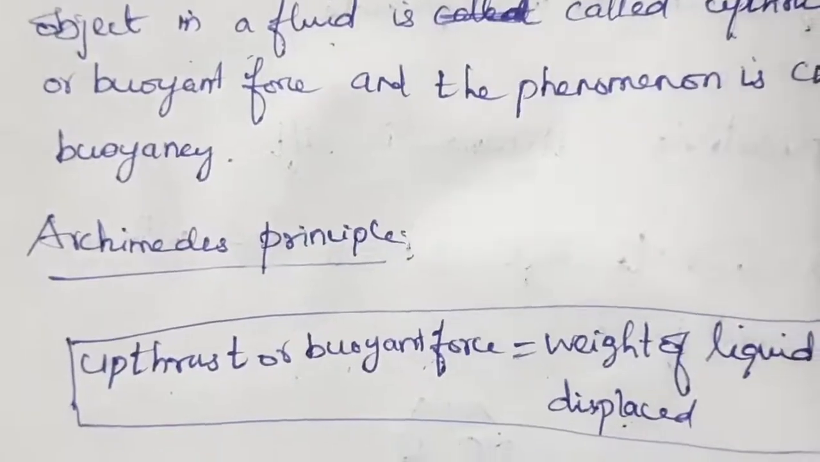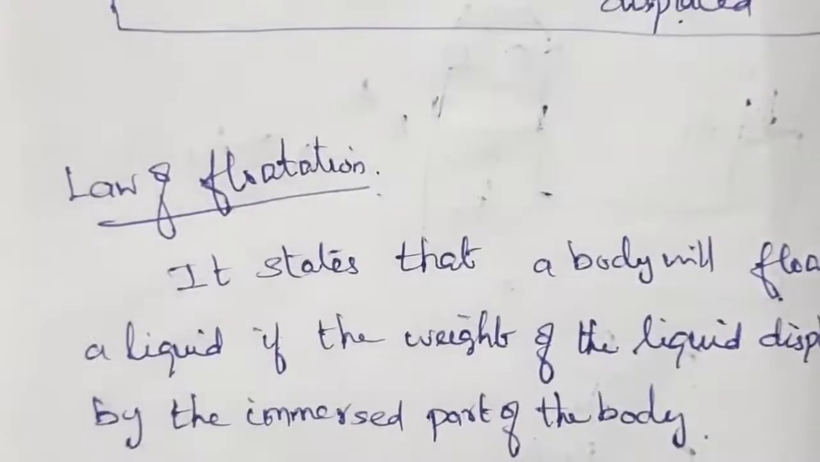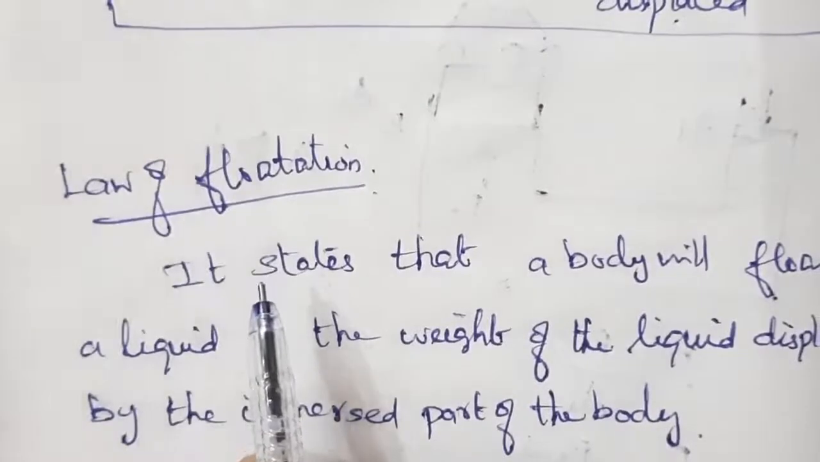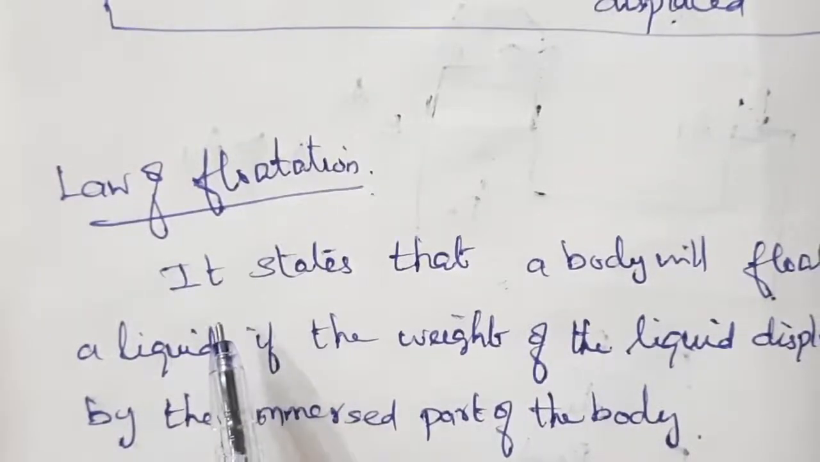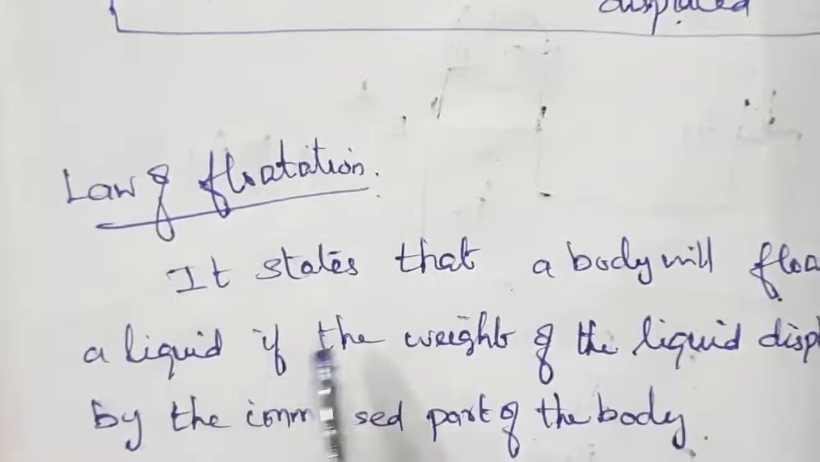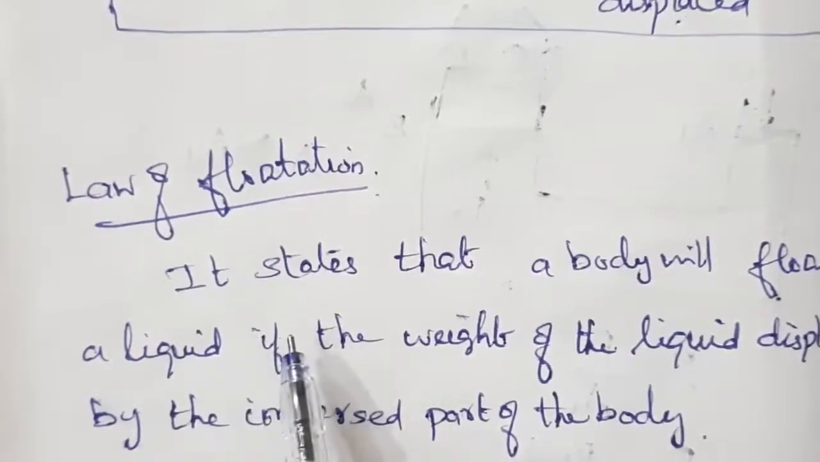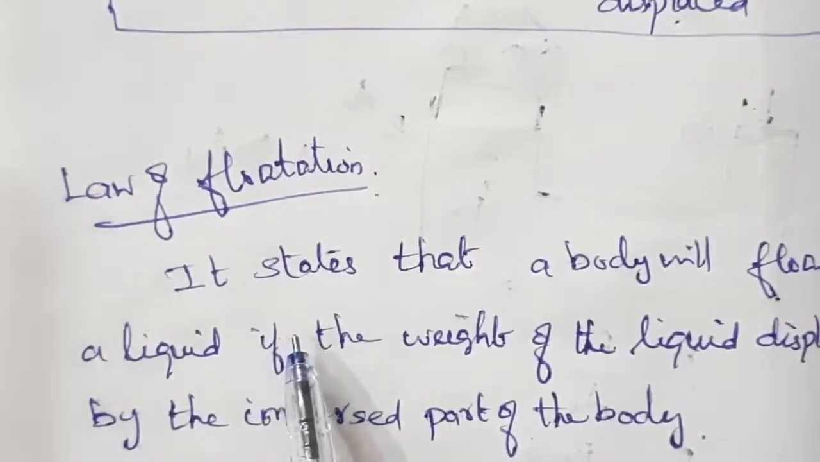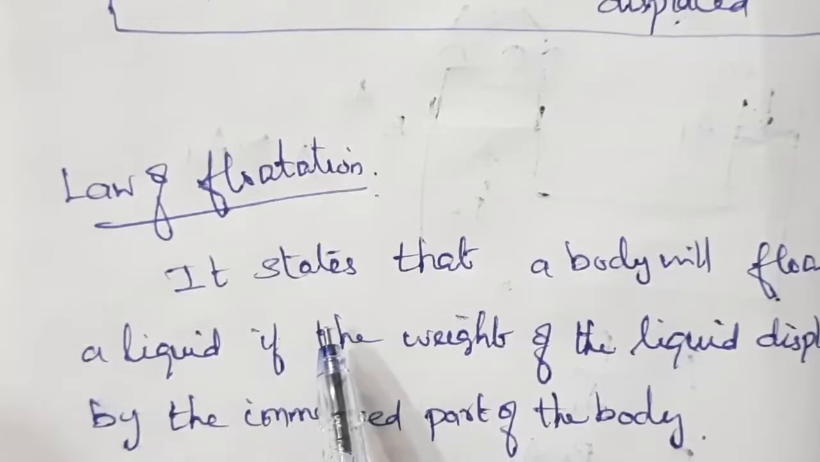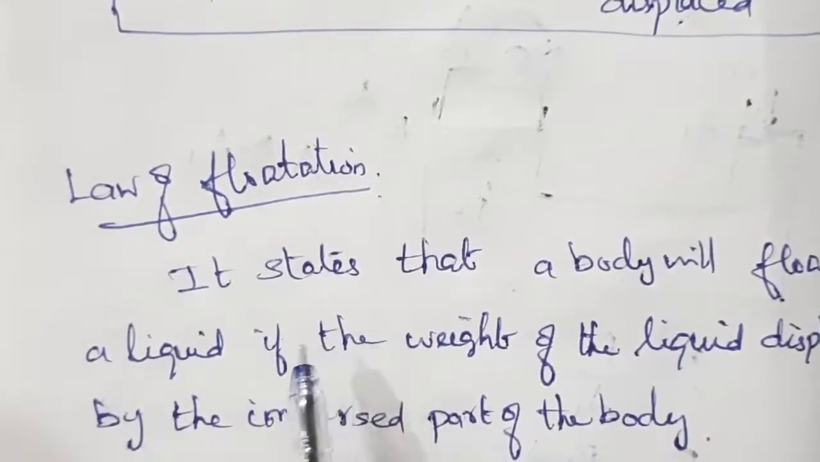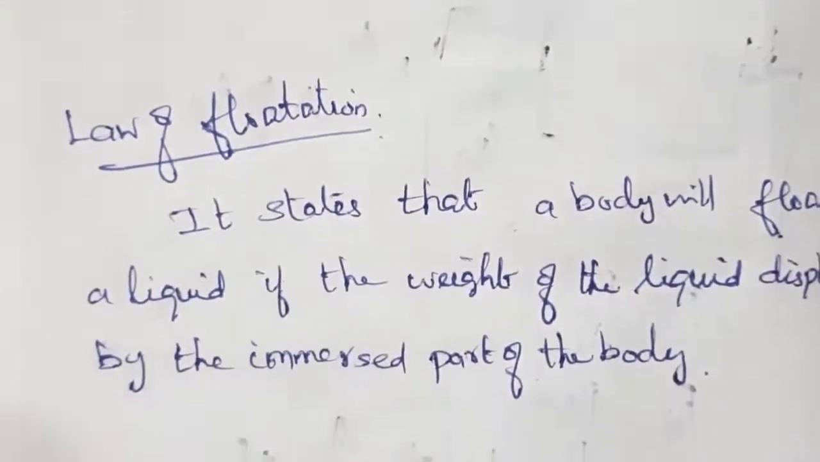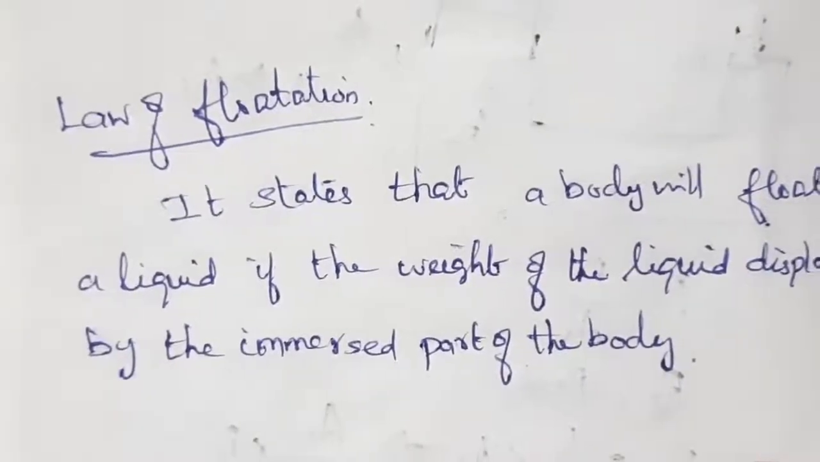The next one is the law of flotation. We know that boats, ships, and wooden objects float on the upper part of the water, isn't it? So when we move on the upper part of the water, we can say it floats. So flotation means it is a tendency of an object to rise up to the upper level of the fluid, or a tendency to stay on the surface of the fluid. So what does this law of flotation state?